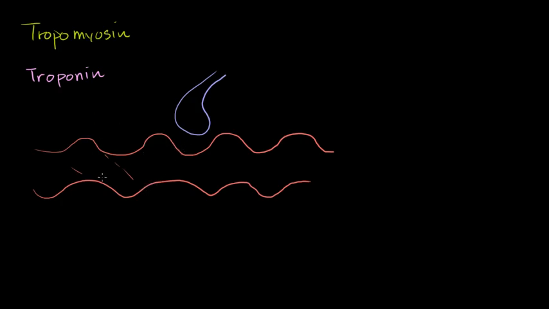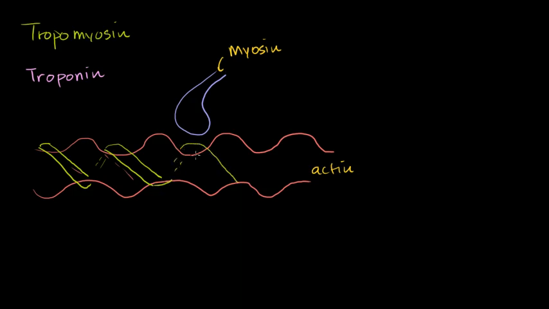Now, on top of this actin, you actually have this tropomyosin protein, and it coils around the actin. Let me draw it. This is our actin right here. This is one of the two heads of the myosin 2, and then we have our tropomyosin. It's a very rough sketch, but you can imagine it's coiled around. Then it goes back behind it, then it goes like that, and then it goes back behind it again. So it's coiled around it.